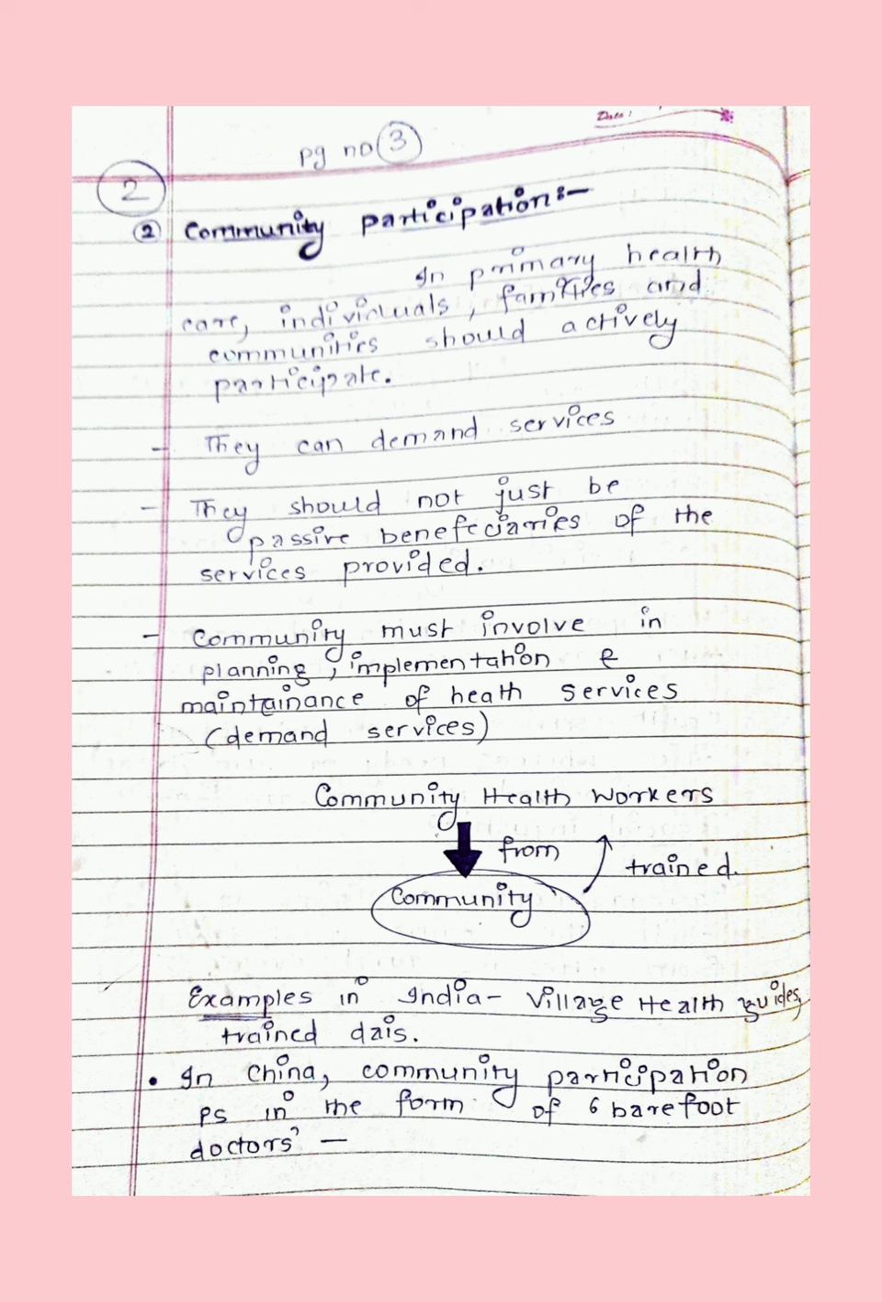Next principle is community participation. Individuals, families, and the whole community should actively participate in program implementation. They should demand the services. They should not hesitate or be passive beneficiaries of the services provided. They should actively provide manpower and financial resources, and they should demand services. If they need water fluoridation in their area, they should ask for it. Also, some members from the community are selected as community health workers, and they are trained so that they can act as a medium for communication, and there should not be any communication barrier.